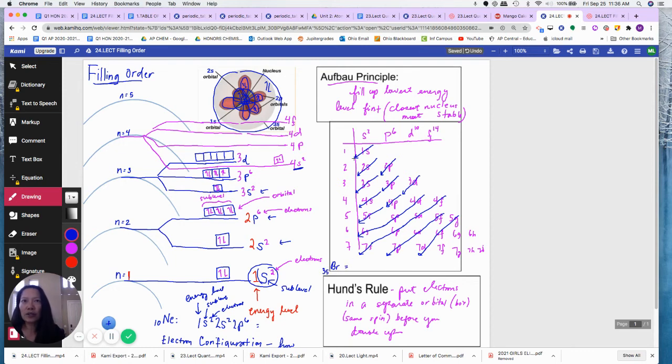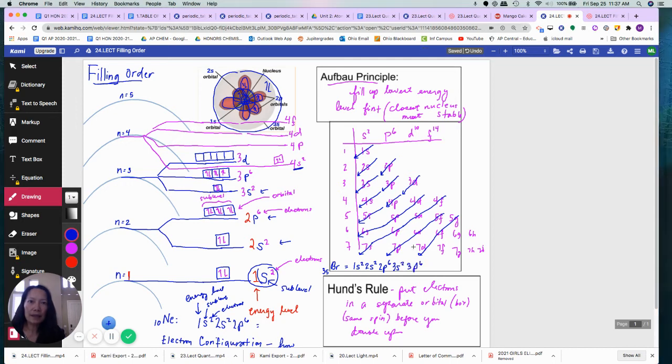You go 1s2, you look up here, 1s2, 2s2, you can fit up to 2, right, up there, and then 2p6, and then 3s2, and then 3p6, and then 4s2, and then I don't know how many electrons I have. Wait, I need 35, right? So 2, that's 10, that's 20. I keep going.